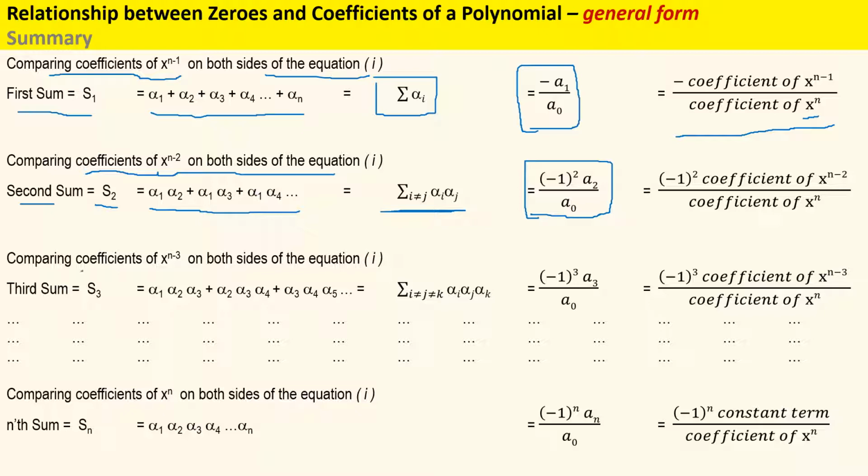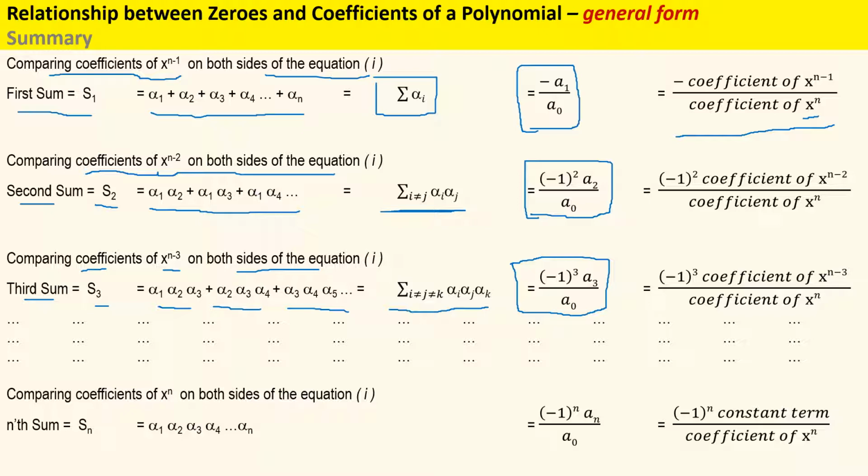Next, let's compare the coefficients of x raised to power n minus 3 on both sides of the equation 1, and this will give us the third sum S3, which is alpha 1 alpha 2 alpha 3 plus alpha 2 alpha 3 alpha 4 plus alpha 3 alpha 4 alpha 5 and so on. And the simple form of this sum is sigma i not equal to j not equal to k alpha i alpha j alpha k, and this sum will be equal to minus 1 raised to power 3 a3 divided by a0. And similarly, we can find the fourth sum, fifth sum and so on.